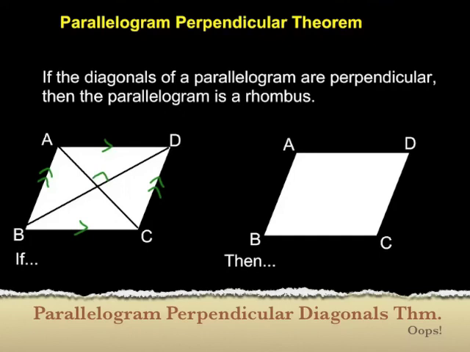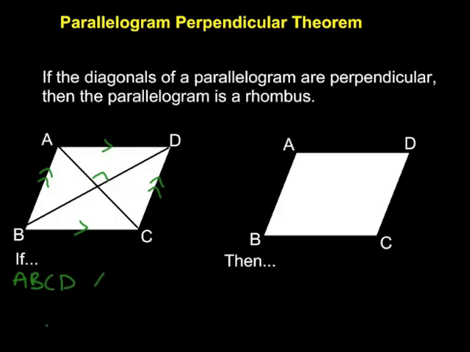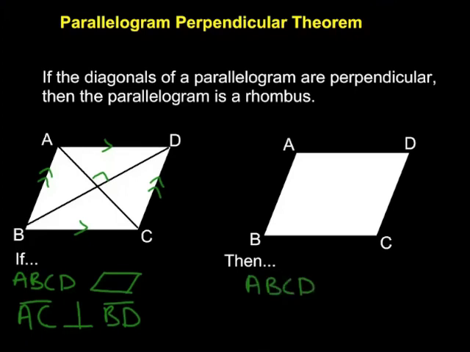So if this polygon ABCD is in fact a parallelogram, and this symbol says parallelogram, and if segment AC is perpendicular to segment BD, then we know that parallelogram ABCD is in fact a rhombus. And that is our first theorem. So if the diagonals are perpendicular, then it is a rhombus.